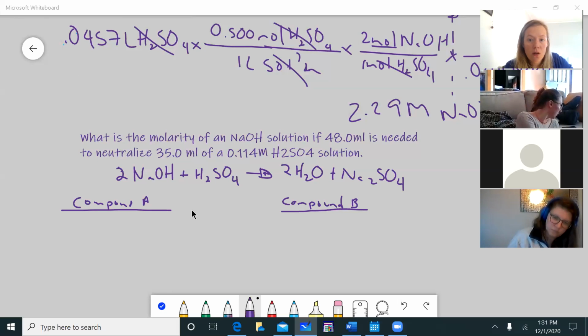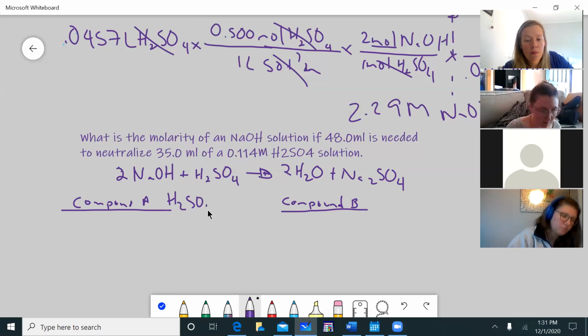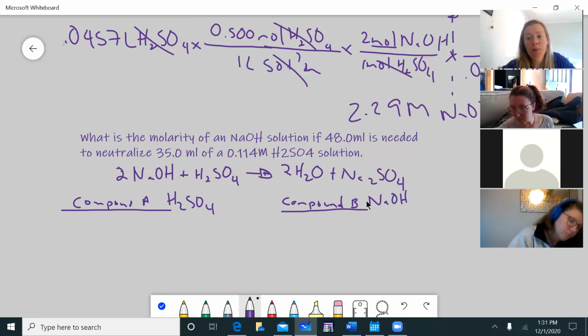Okay. So compound A in this one is, again, H2SO4. Compound B is the NaOH. And by all means, if you have a system that works better for you than this, go for it. This just has always kind of helped me organize my information. So I don't feel so overwhelmed when working with these problems. But if there's another way that you prefer to solve it, that's totally fine.